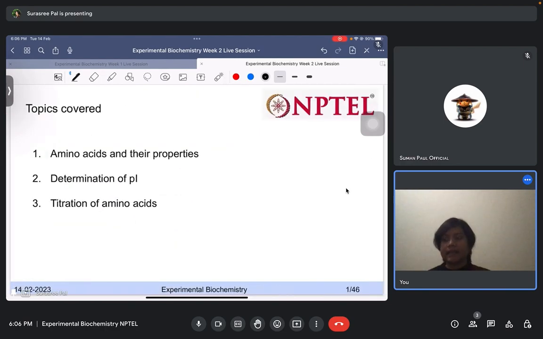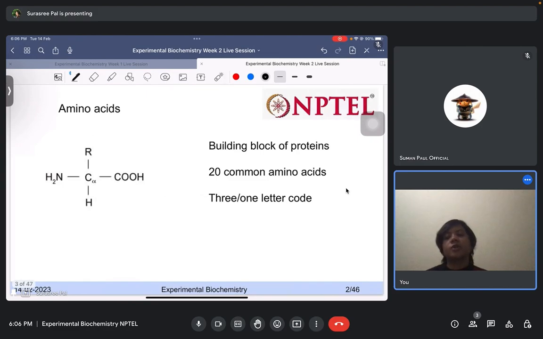So in this session, the topics that I'm going to cover are amino acids and their properties, the determination of isoelectric point of the amino acids, and titration of the amino acids. Okay, so let's begin our discussion with amino acids. Amino acids, these are the building blocks of protein molecules, right?